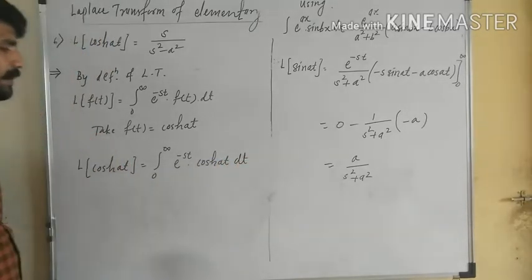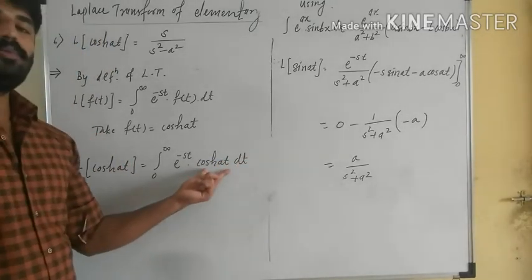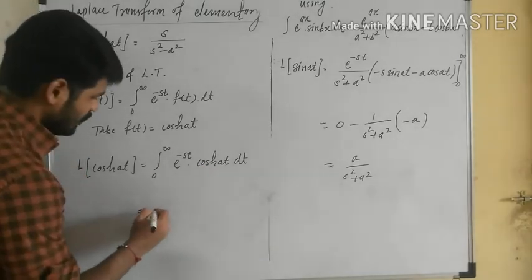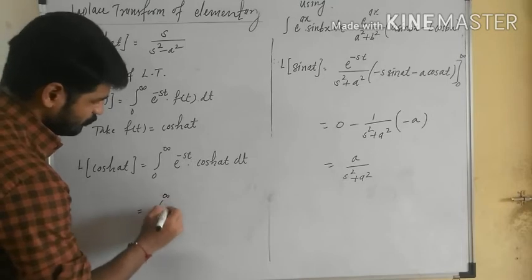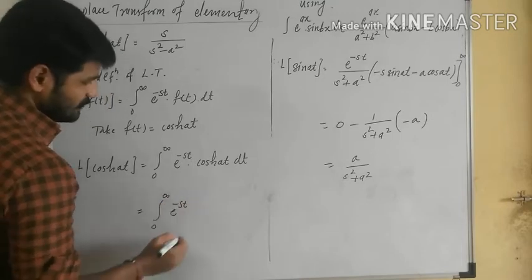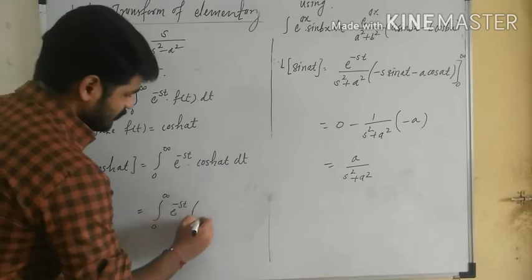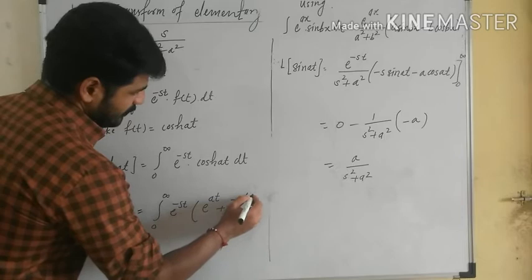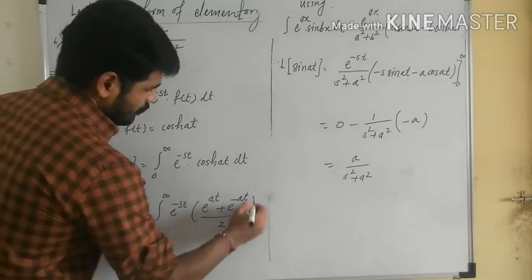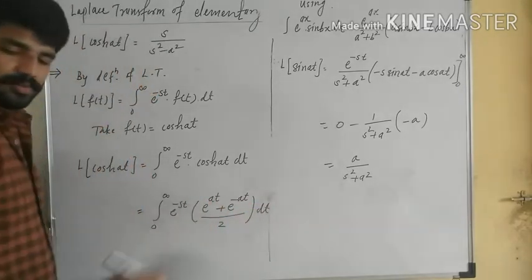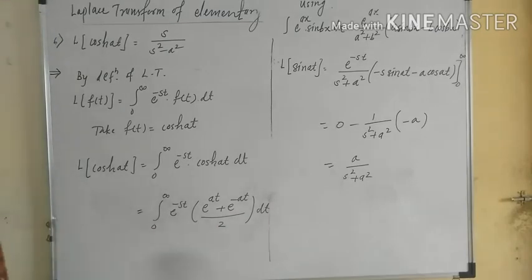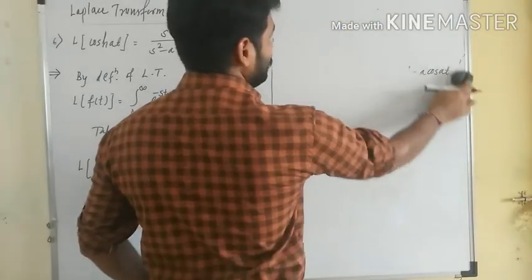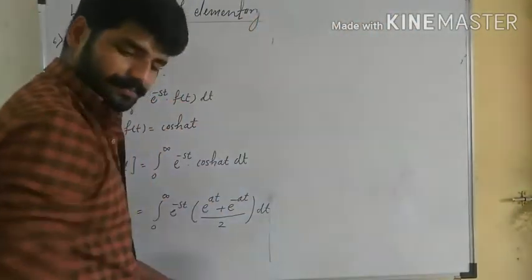as it is. Now we have to use the formula for cos hyperbolic at in terms of exponential function. So what is this formula? We know very well, integral from 0 to infinity e raised to minus st as it is, cos hyperbolic at is nothing but e raised to at plus e raised to minus at divided by 2, dt. So this is the formula for cos hyperbolic at in terms of exponentials. Now use laws of indices and take constants outside the integral sign.